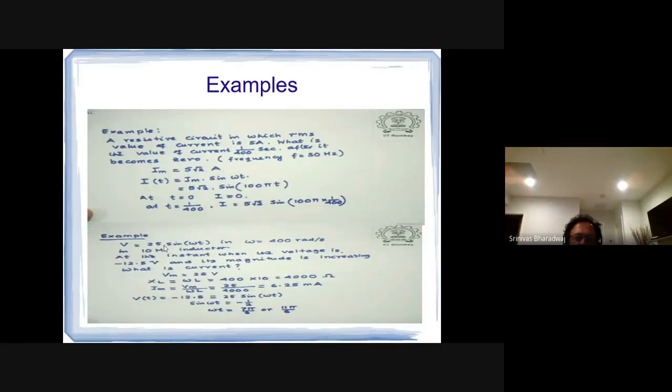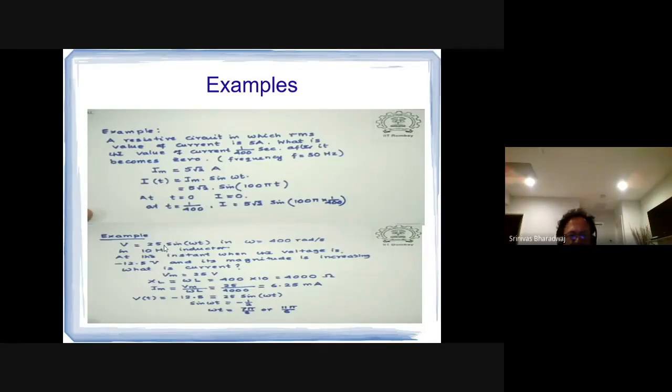Let us see why we end up with 100. Omega equals 2 pi f. Therefore 2 pi times 50 will give you omega. Therefore it is 100 times pi. And what is the I max? When they say RMS current is 5, the I max is 5 root 2. Im by root 2 gives you the RMS current, which is 5 amps. So that's how you derive that.